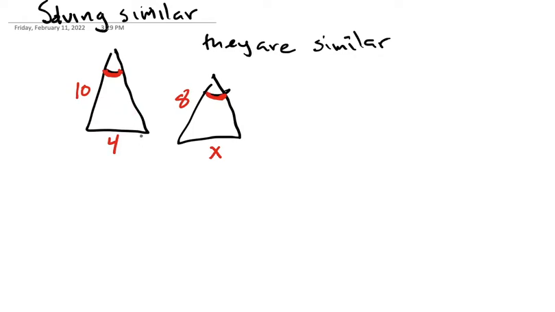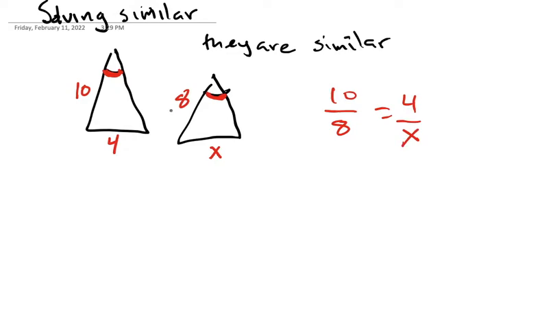We could measure the sides. This 10 is the longer side, 8 is the longer side. But sometimes we can't tell for sure. We can use the angles positioning to help us. Or we can use a similarity statement to match the pieces. So in this case, they're lined up the same way. 10 is going to go with 8, and 4 goes with x.